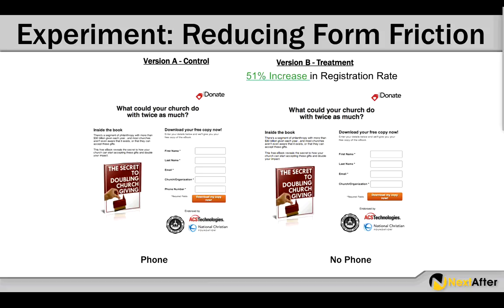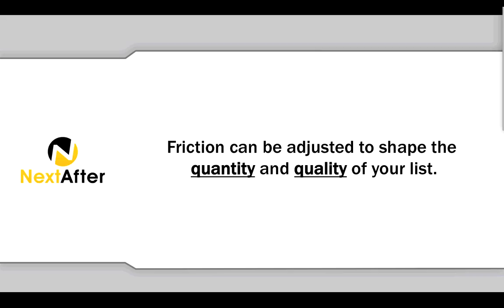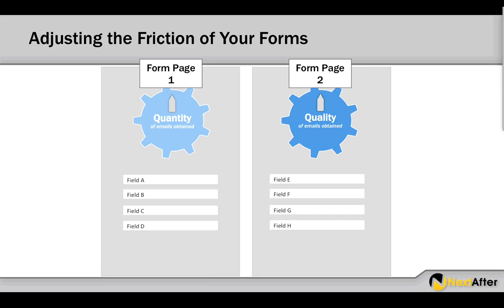And this is kind of interesting because it gives us the opportunity to leverage friction to help us shape what our goals are for list growth. Are we looking for a greater number of names, or are we looking for a greater quality of our list? I mean, we have these two different dials that we can spin. So let's look at this example here. Okay, we have these two forms side by side.